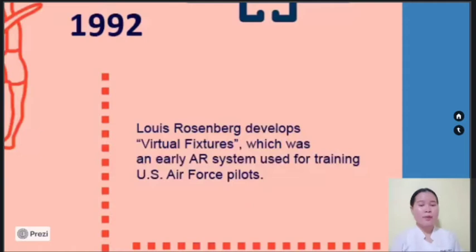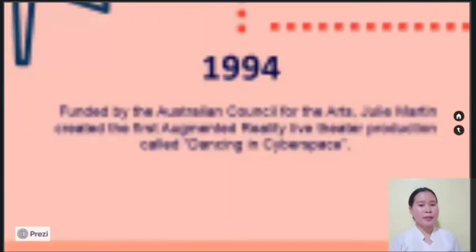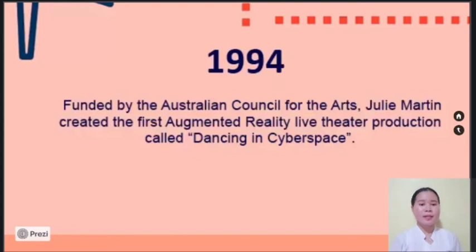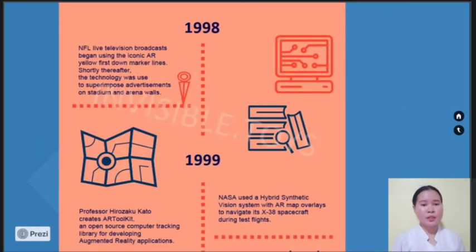In 1994, the first theater production to use augmented reality was created. Dancing in Cyberspace presented acrobats dancing in and around virtual objects on stage as a piece of art produced by Julie Martin. In 1998, augmented reality was first used for navigation in NASA's X-38 spacecraft. NFL live television broadcasts also began using the iconic AR yellow first down marker line. Shortly thereafter, the technology was used to superimpose advertisements on stadium and arena walls.